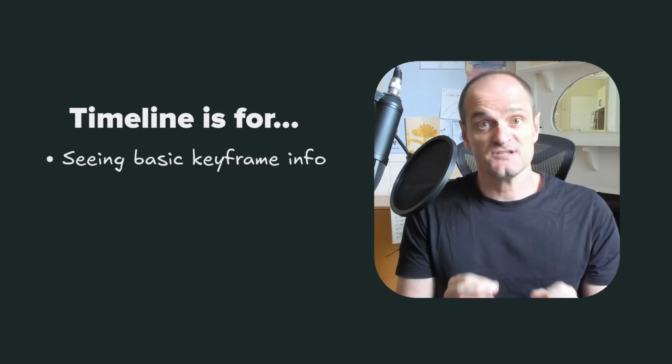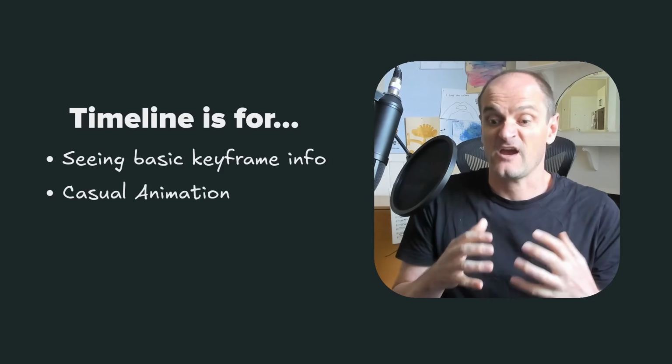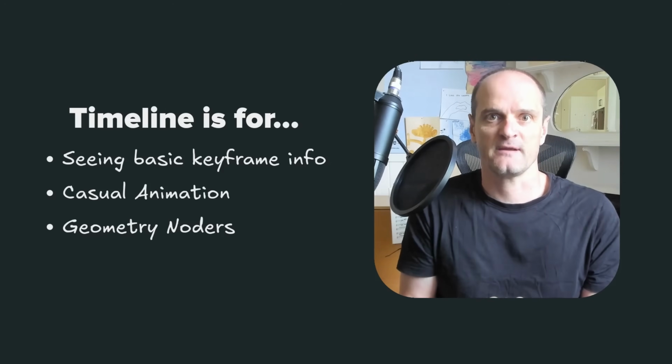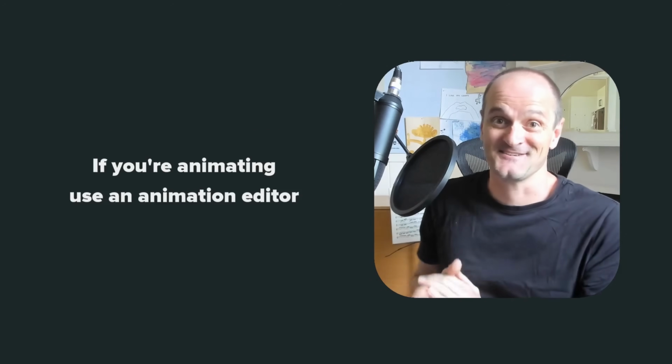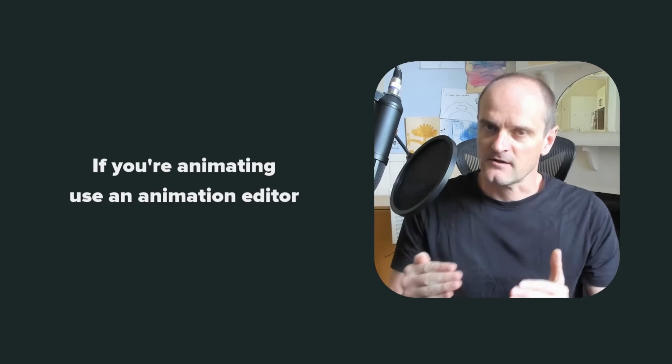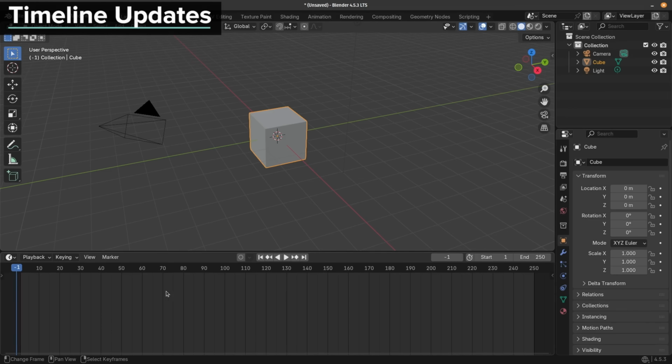So if you're doing small changes, you can use the timeline for that. But if you're actually doing any big manipulations of keyframes or anything kind of like animation, you use the animation editors for that. So let's take a look at the start of the changes. So what's different with the timeline now?